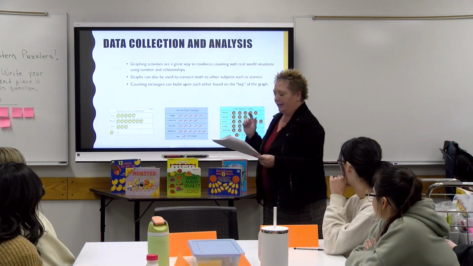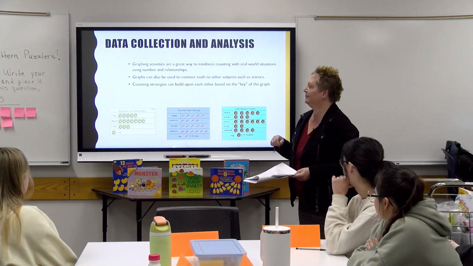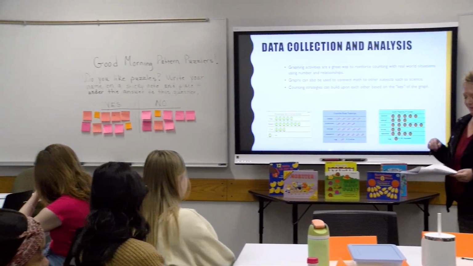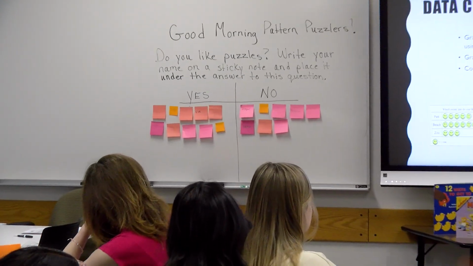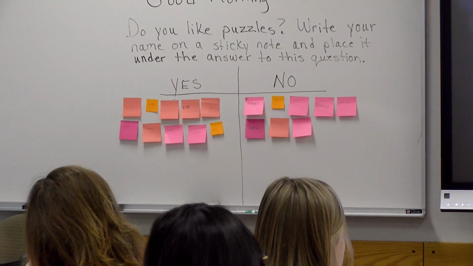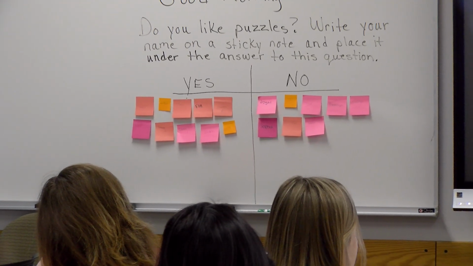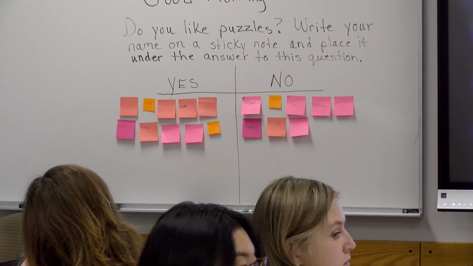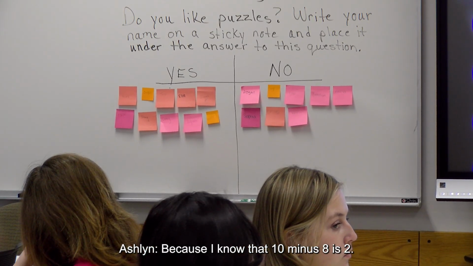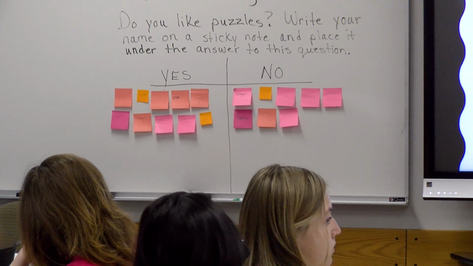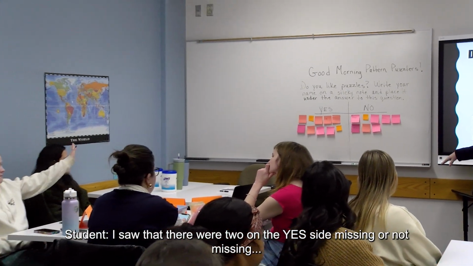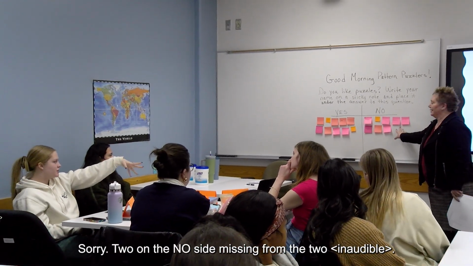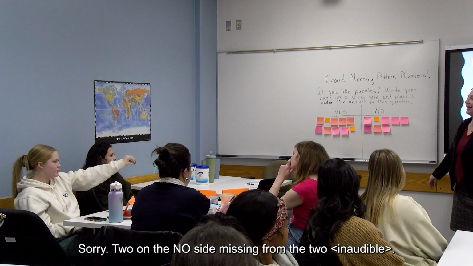How many students answered yes? Class? 10. How many more students answered yes than no? 2. Nice, you got that quick. Why did you get that so fast, Ashlyn? Because I know that 10 minus 8 is 2. Good. Did anybody do it a different way? I saw that there were 2 on the no side missing from the 2 filled ones.